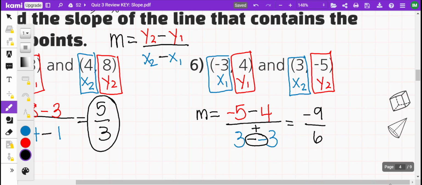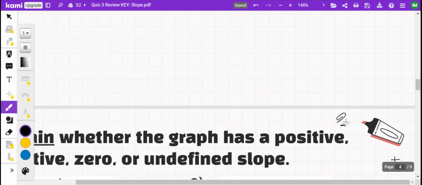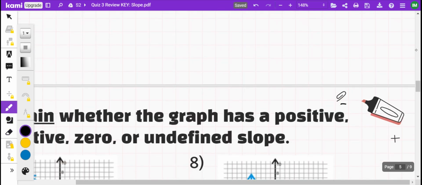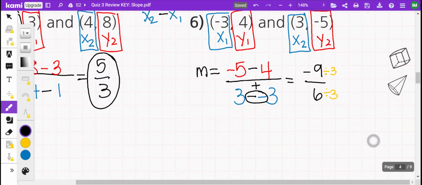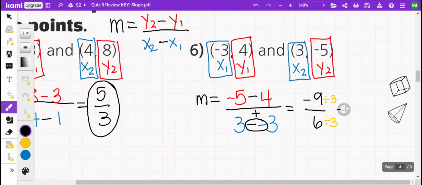Now, 6 does not go into 9 evenly, but I do know that there is a number that divides both of these. And so the number that divides both of these is 3. 3 divides 9, and 3 also divides 6. -9 divided by 3 is -3, and 6 divided by 3 is 2. So our slope here is -3 over 2.